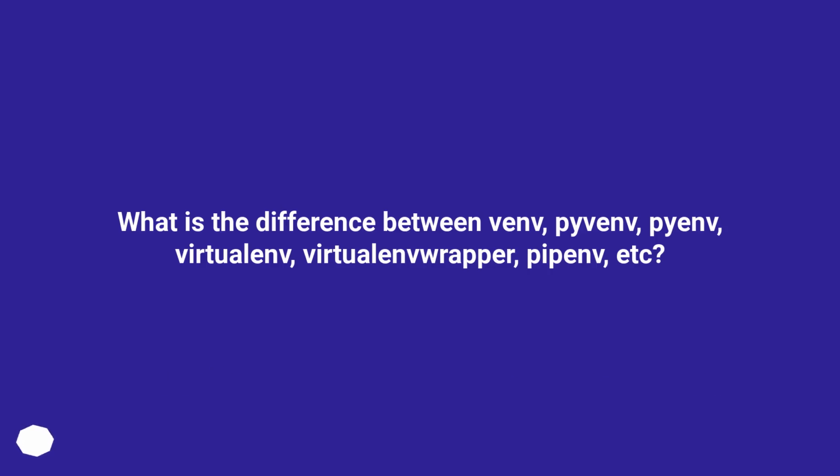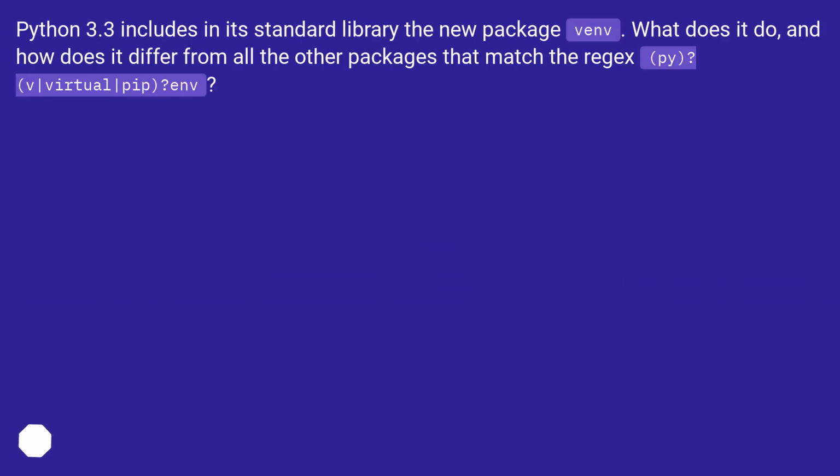What is the difference between venv, pyvenv, pyenv, virtualenv, virtualenvwrapper, pipenv, etc.? Python 3.3 includes in its standard library the new package venv. What does it do, and how does it differ from all the other packages that match the regex py|v|virtual|pip, env?